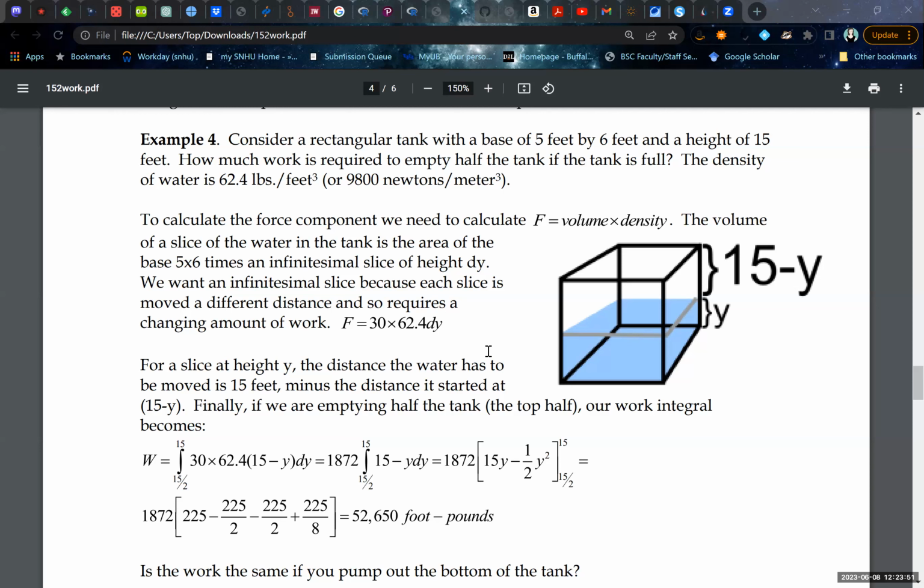So let's start with a rectangular tank. This is about as easy a tank problem as you could possibly get. Consider a rectangular tank with a base of 5 feet by 6 feet and a height of 15 feet. How much work is required to empty half the tank if the tank is full? We're going to assume the density of the water is 62.4 pounds per cubic foot. Again, this is typically given in the problem, or it's given as 9,800 newtons per meter cubed, depending on whether you're using SI units or English units.